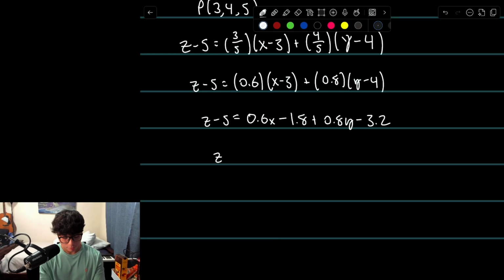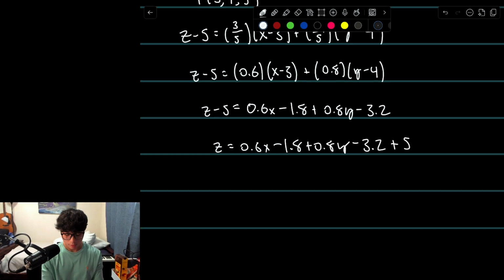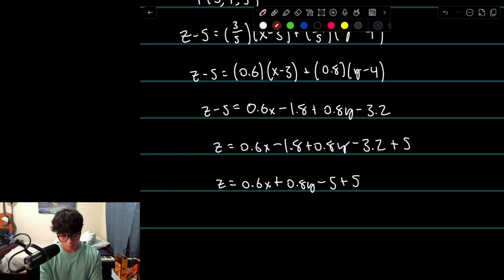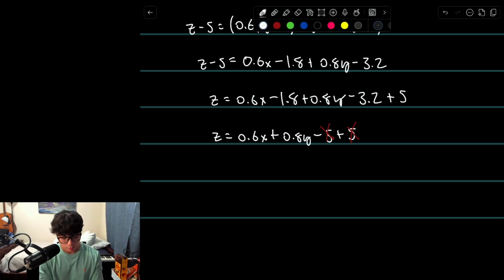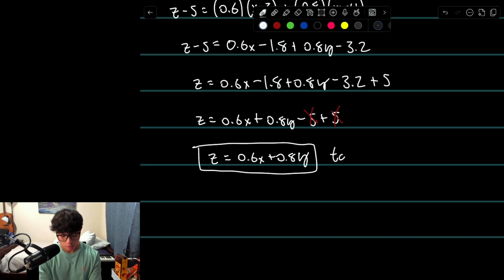We can then add the 5 from the left side, giving us 0.6x minus 1.8 plus 0.8y minus 3.2 plus 5. Luckily, negative 1.8 minus 3.2 just becomes negative 5, which means we can cancel this 5 and this 5. So we are now left with z equals 0.6x plus 0.8y, which is our tangent plane.